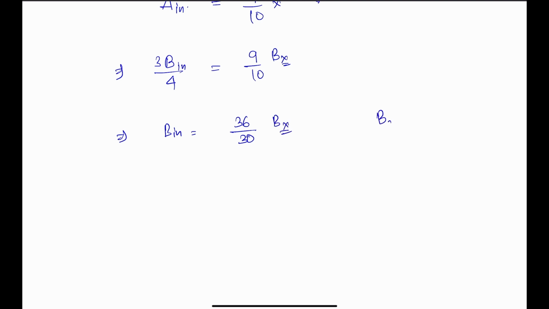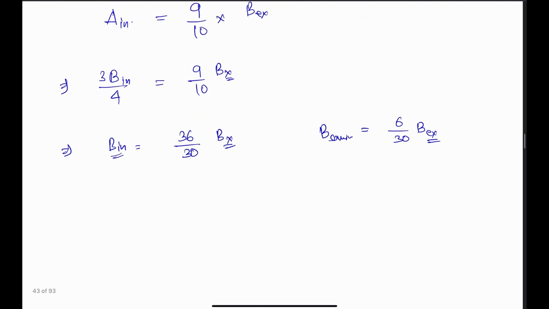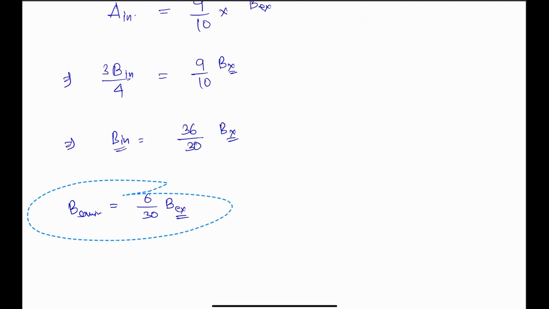So B's savings is how much? B's income is this much, B's expenditure is this much. So minus of this one, so B's income in the form of expenditure is how much? So 6 by 30 of B's expenditure. Okay. So similarly, this will be coming over here, B's savings.